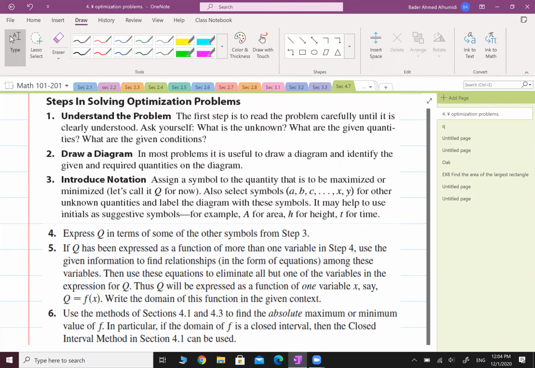Then it is better, especially if it is a geometry problem, to sketch a diagram to imagine the problem. The third one, as we did in 3.9, we will introduce some notations for the variables.